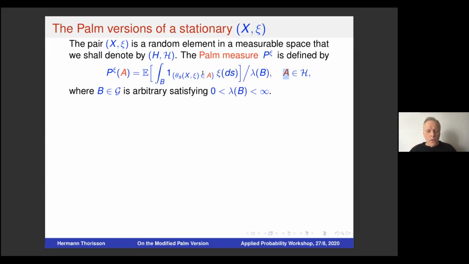So what we are doing, we are shifting the pair (X, psi) by s and integrating with respect to the random measure over some set B and dividing by the mass of B, the Haar mass of B, or the Lebesgue mass of B if we are in that situation, where B is arbitrary. It doesn't matter what B it is as long as this holds.